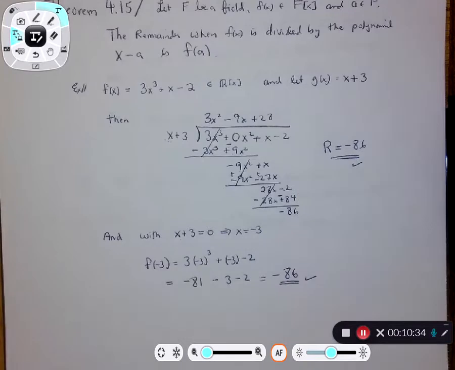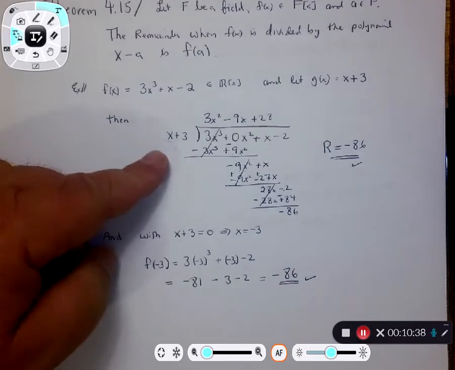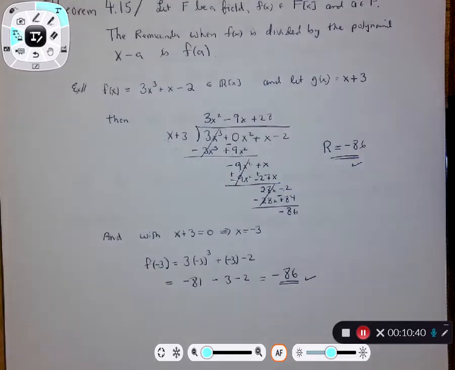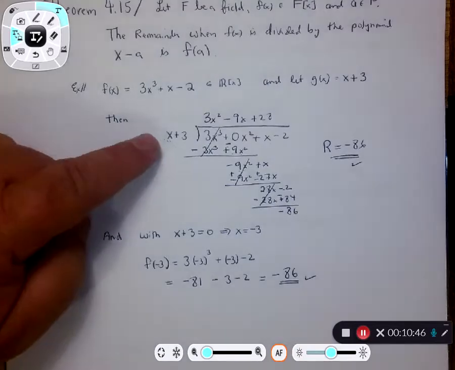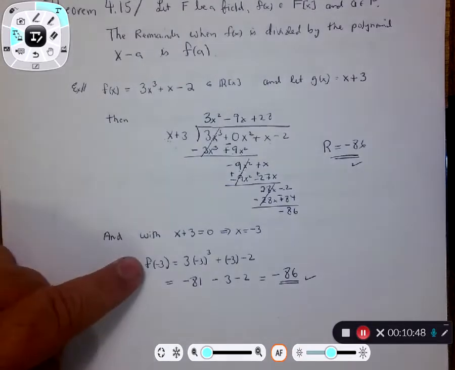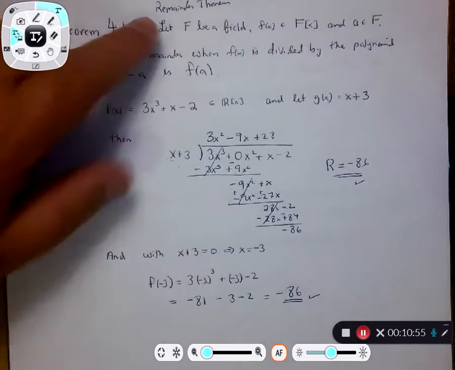Because that's what the remainder theorem told us. I could use that long division type thing here, or I could just plug it into the actual function, and that will give me the exact same value. When you divide by x minus c, or take c and plug into the function, you'll end up getting the exact same value. That's called the remainder theorem.